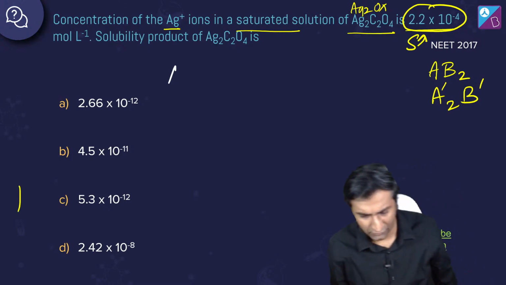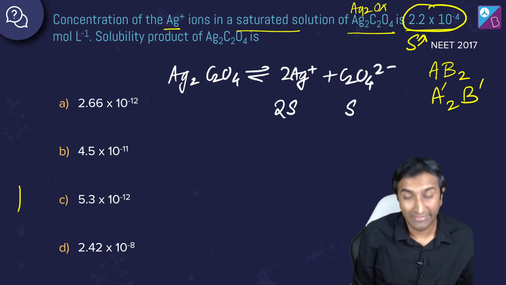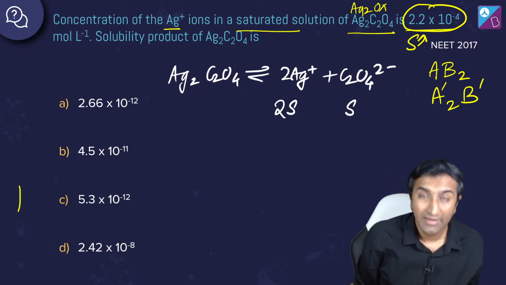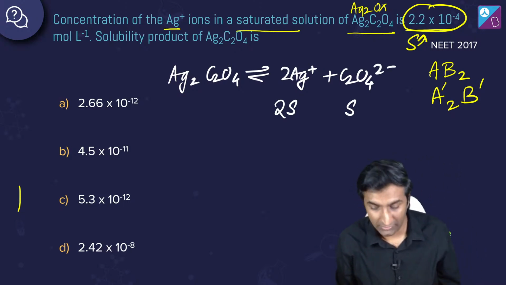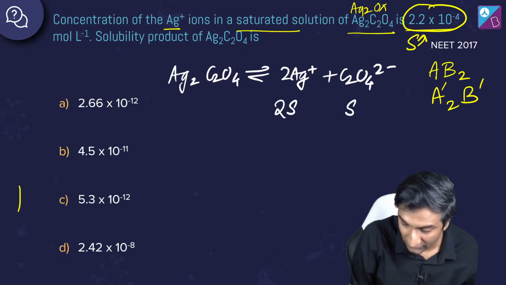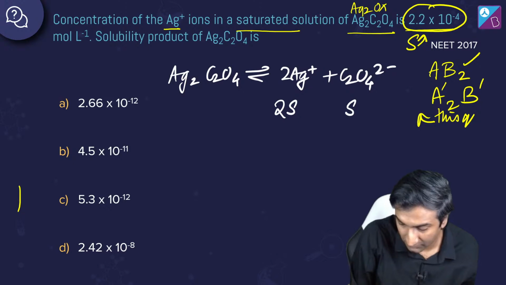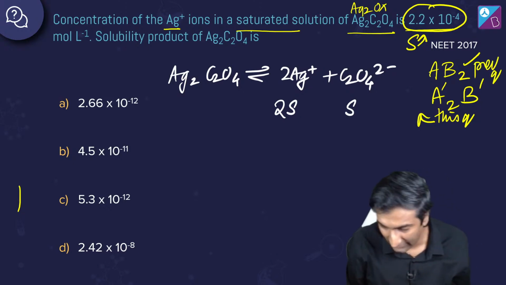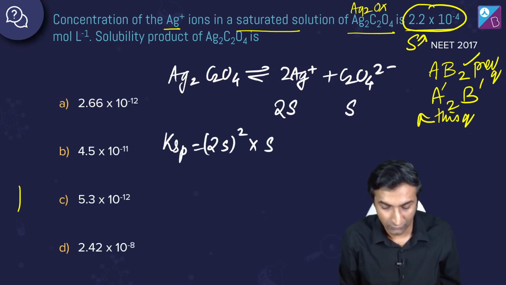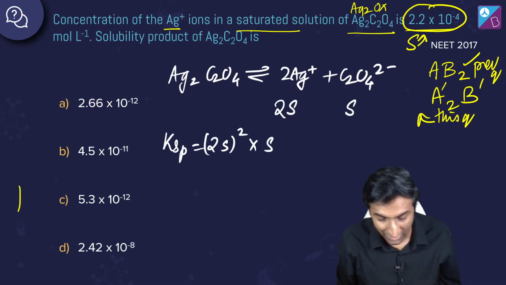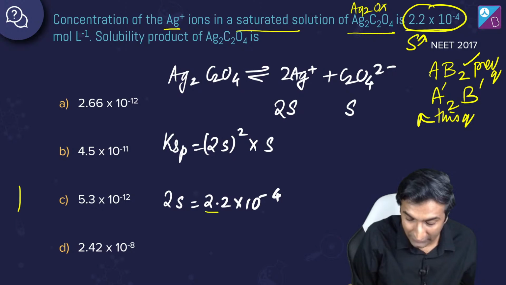Okay, let's go ahead and solve this. Same चीज मैंने यहाँ पे लिखी है, equilibrium का expression रखा है, and as you'll see, it's very similar to the last question. देखो, in the previous question it was this, in this question you have this. So 2s times s. Okay, so KSP is simply 2s whole square times s. अब यहाँ पे हमको दिया हुआ है कि 2s is equal to this value right here.